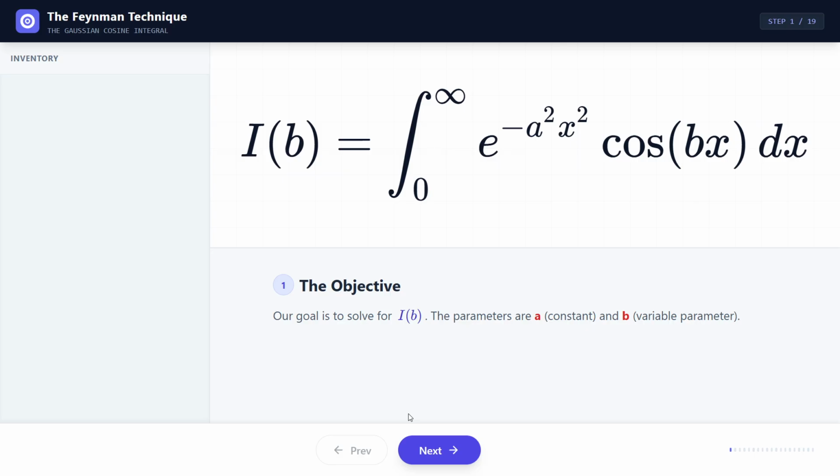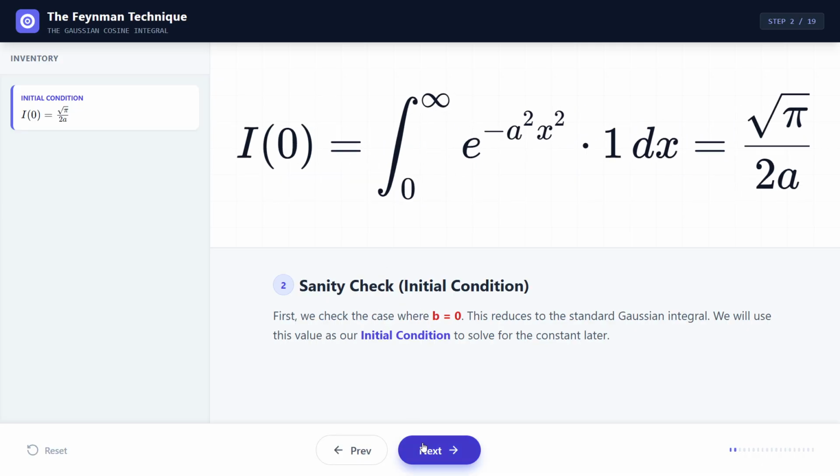So today we're going to be solving the Gaussian cosine integral. And our goal is to solve for I of b, and the parameter a is constant and b is our variable. That allows us to treat this as a function of b. Now let's get our initial condition for this function.